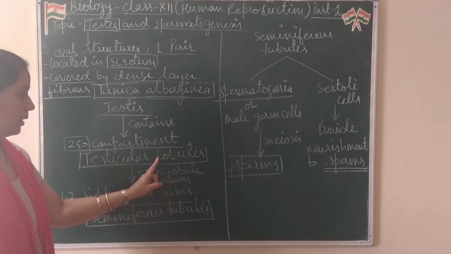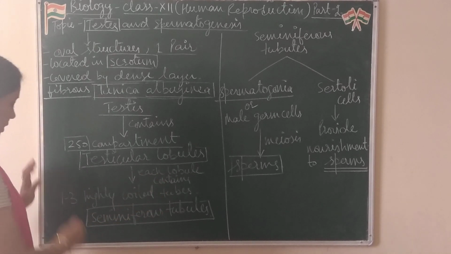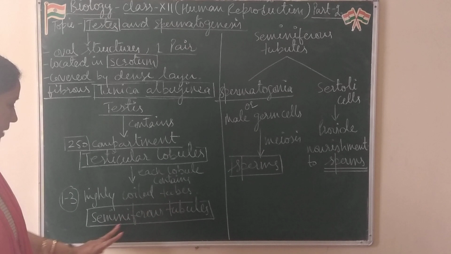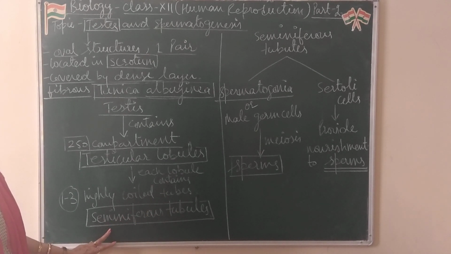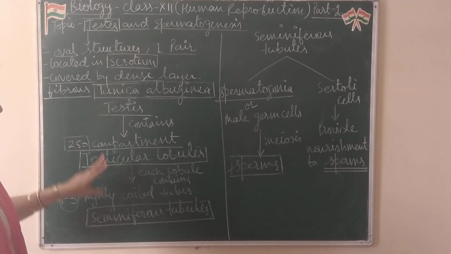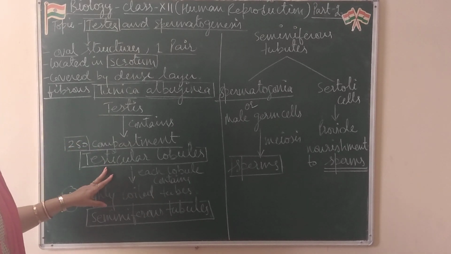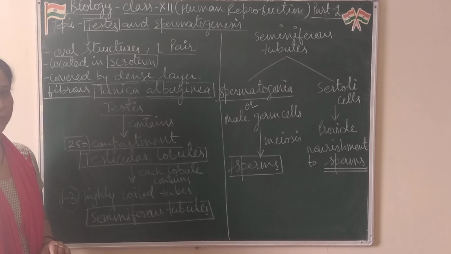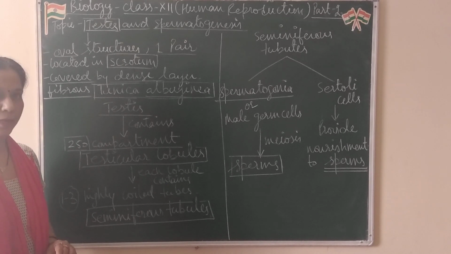Now each testicular lobule further contains one to three highly coiled tubes, and these tubes are called seminiferous tubules. Testes contain testicular lobules. Testicular lobules further contain seminiferous tubules. Now this seminiferous tubule is actually the site of spermatogenesis, where sperm formation takes place.